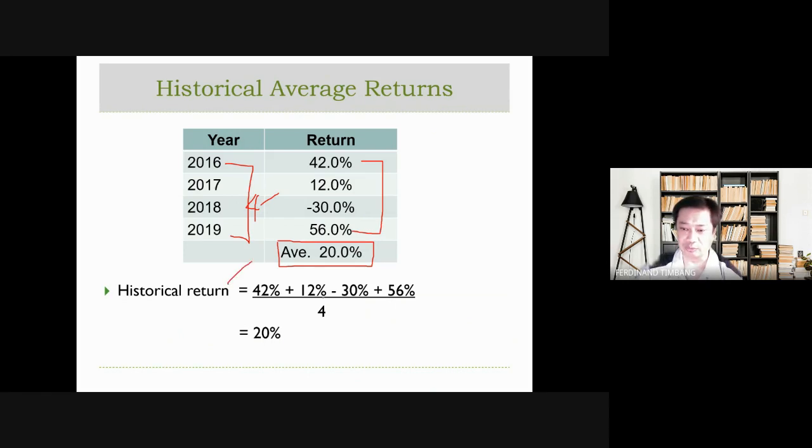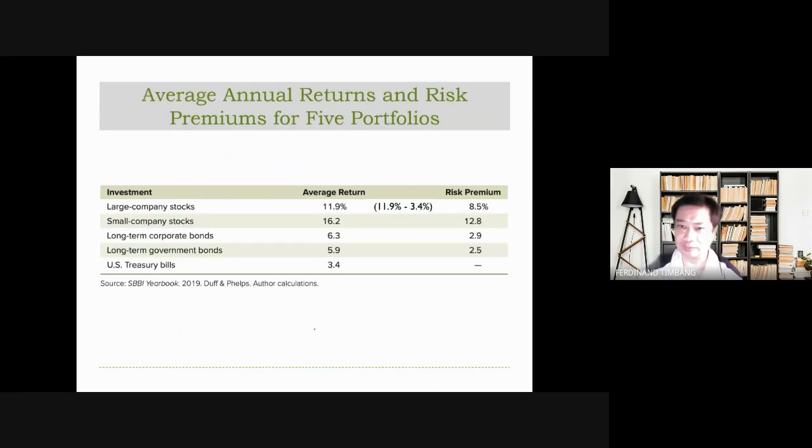Or if you want, no, ito yung formula natin, you have 42% plus 12% minus 30% plus 56%, then divided by 4, you get 20%. So that is the historical average return. No? So kumbaga, yan yung simple average lang. It is only the simple average. So for this one, average annual returns and risk premiums for 5 portfolios. So in the example given by Jordan, he mentioned yung mga large company stocks coming from the top 500, no? Stocks from the Dow Jones, no?